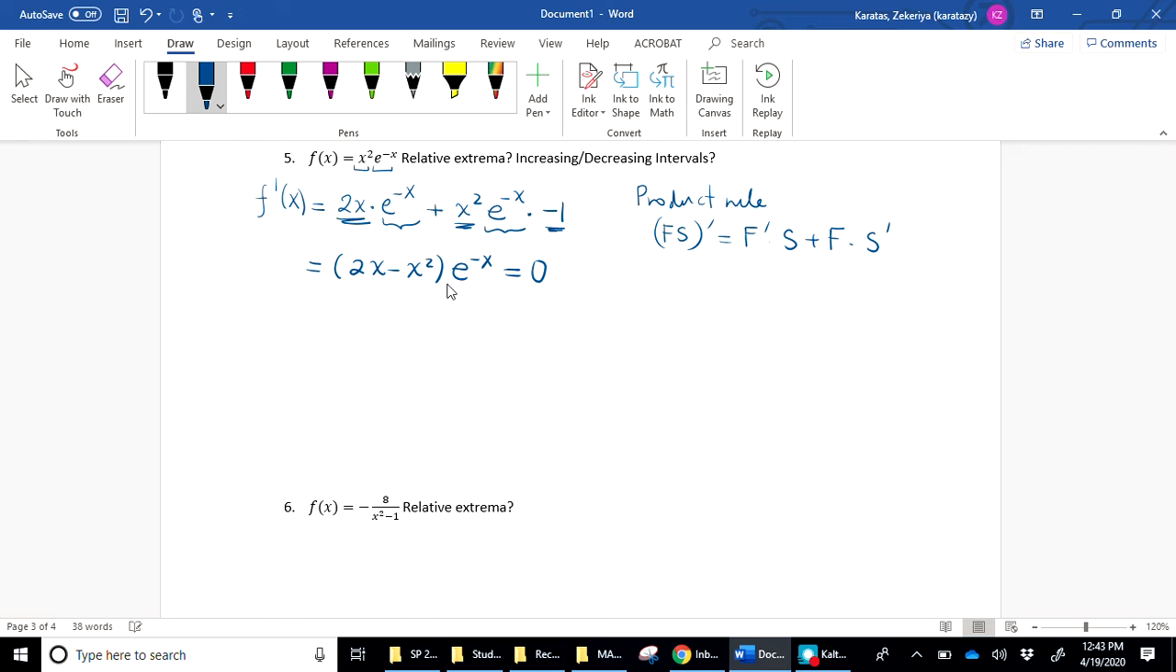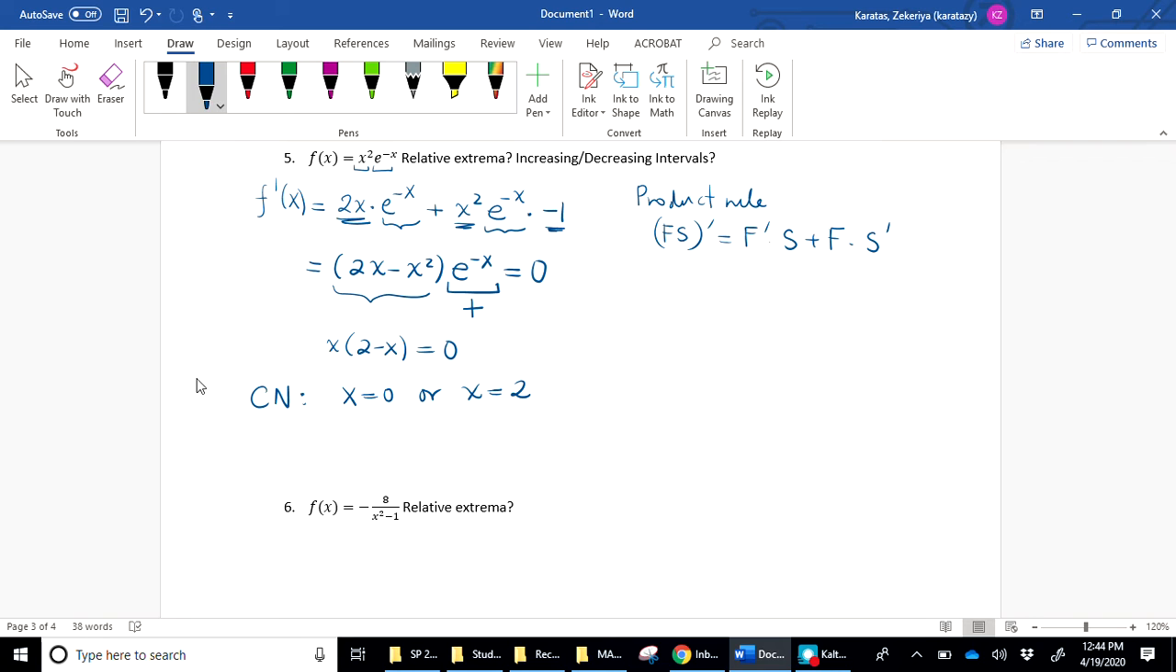Now, any exponential function with a positive base will be positive, so this exponential expression is positive. So I need to set this side equal to 0, and you can factor that easily. It's a binomial quadratic expression. So I can take x out and I'll have 2 minus x. Set that equal to 0, so we get x equals 0 or x equals 2. So these are the critical numbers for this function.